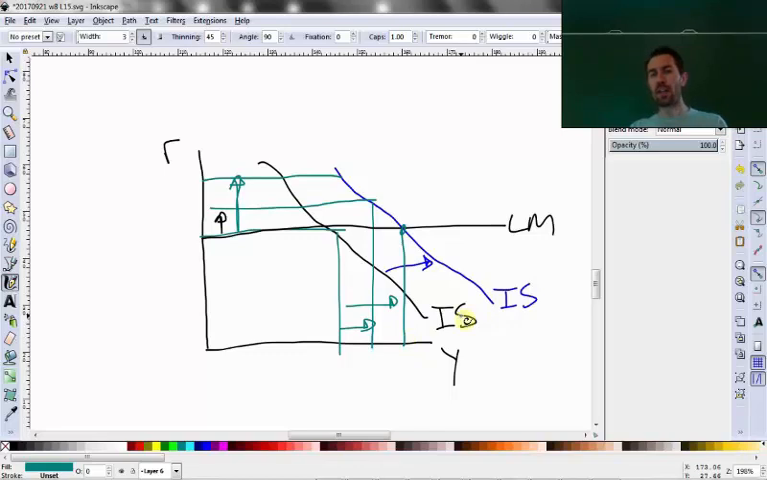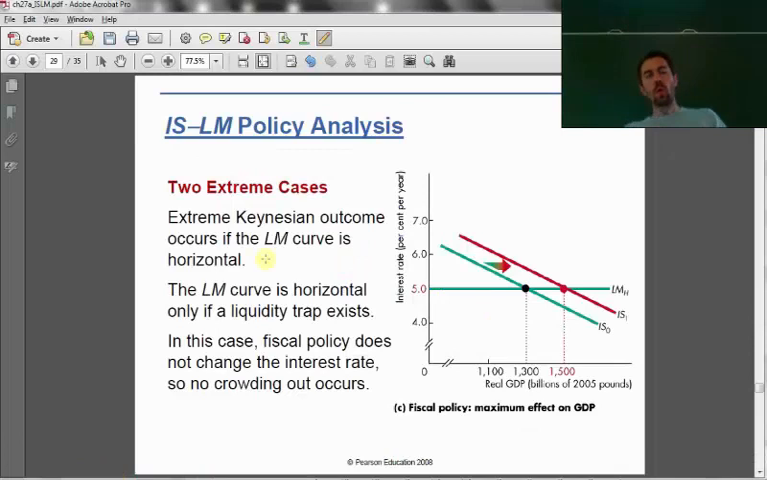So the effectiveness of an expansionary fiscal policy, as you can see, depends a lot on the slope of the LM curve. As you can imagine, there's quite a lot of debate about what the slope of the LM curve is. It's not a resolved debate. But the case of a horizontal LM curve is also what is known as a liquidity trap. And a liquidity trap just means that people will basically hold any amount of money.